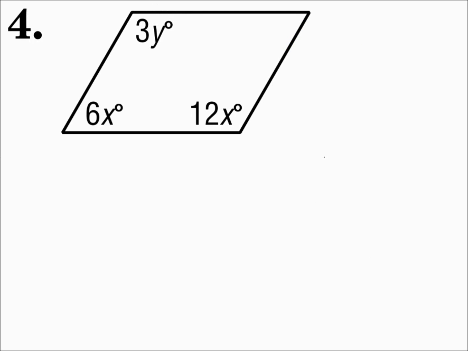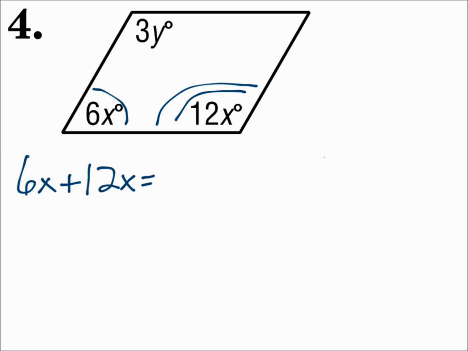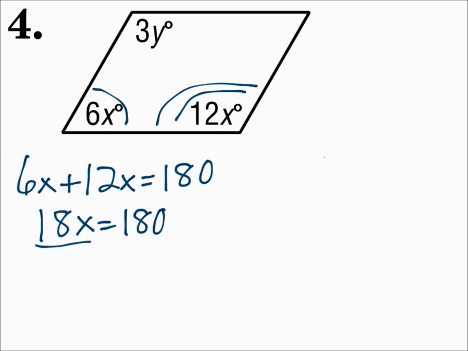Number 4. On this one, we're dealing with angle measures. In a parallelogram, opposite angles are congruent, but I don't want to say 3y equals 12x. I also know that consecutive angles are supplementary, and I do have two consecutive angles that just use an x. So those two angles are supplementary, which means that 6x plus 12x equals 180. Solve that for x. 6x and 12x make 18x. Divide by 18, and x is 10.